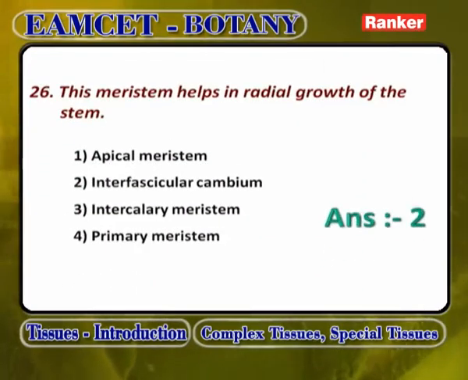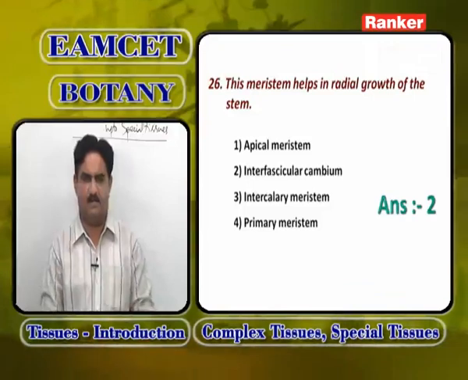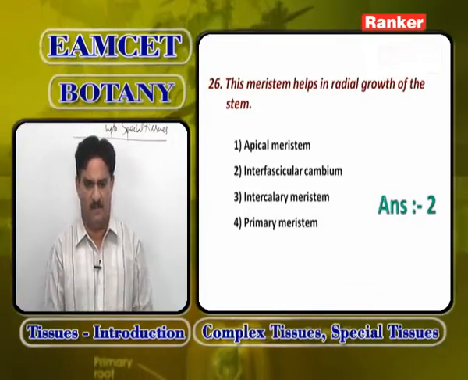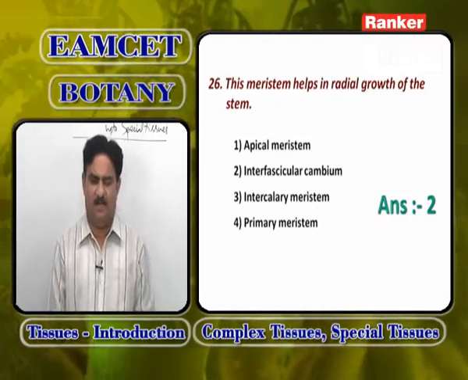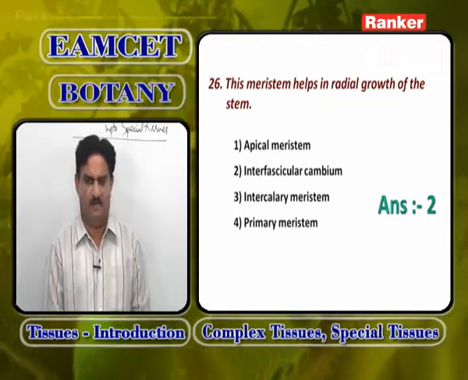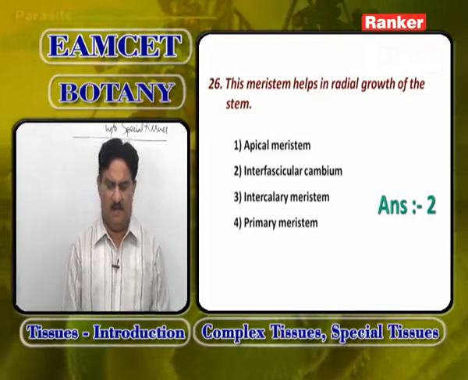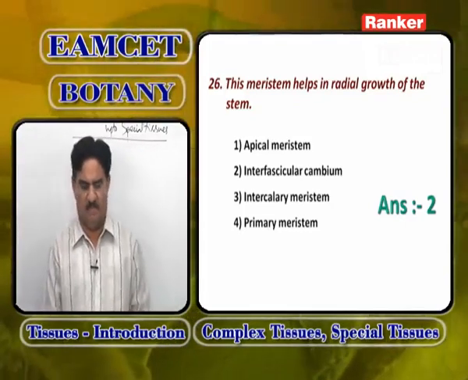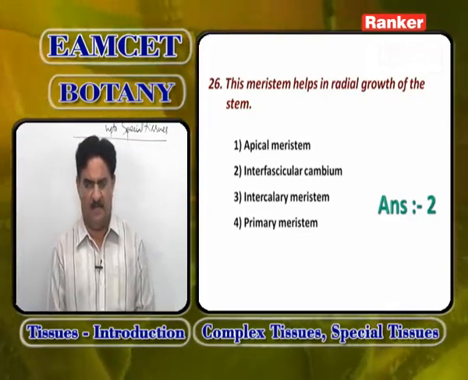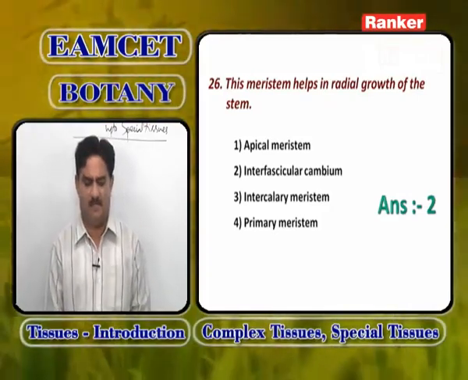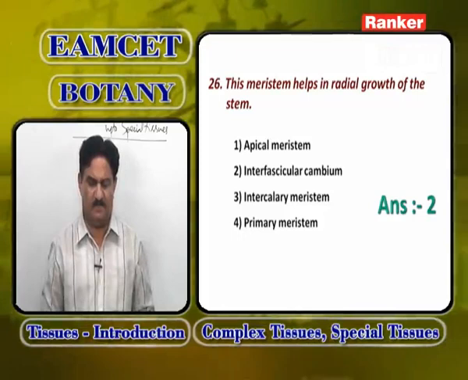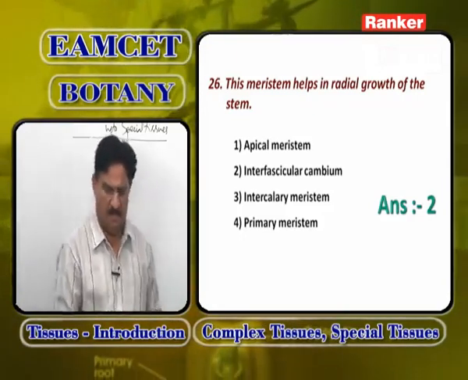The meristem that helps in the radial growth of the plant body. Radial growth means increasing the diameter or volume of circular plant parts like roots and stem. Apical meristem does not help in radial growth, it helps in linear growth. Intercalary meristem helps in the linear growth of stem and leaves. Primary meristem helps in primary growth. So interfascicular cambium helps in radial growth.